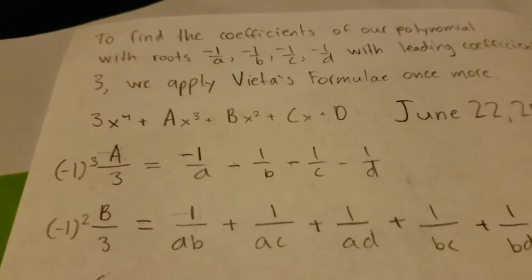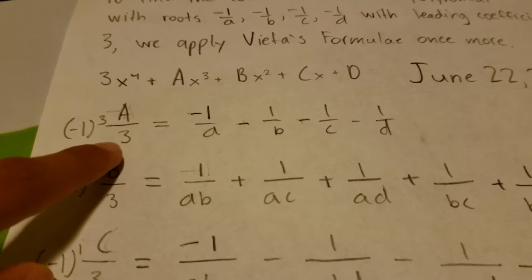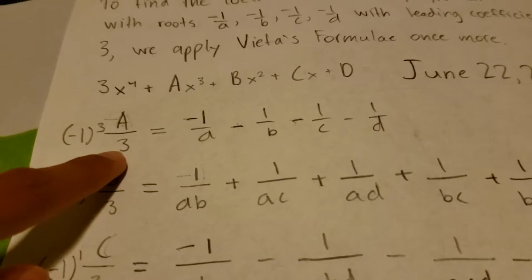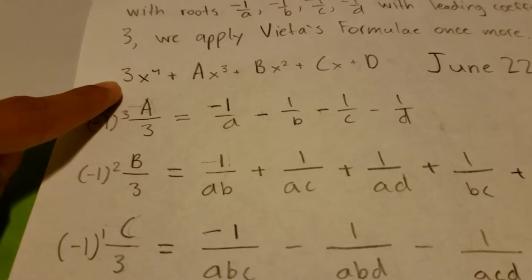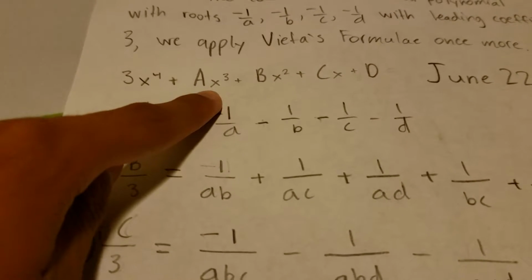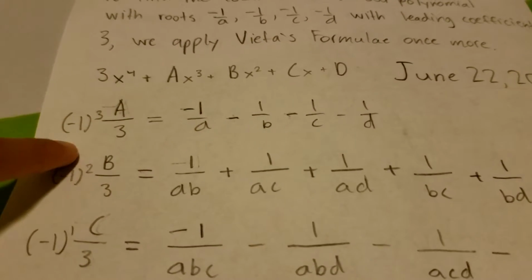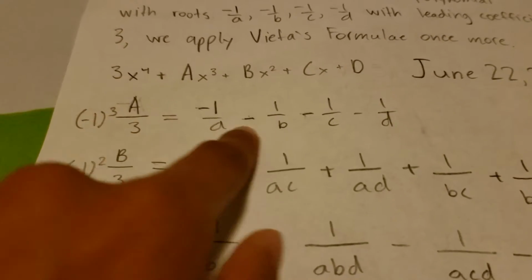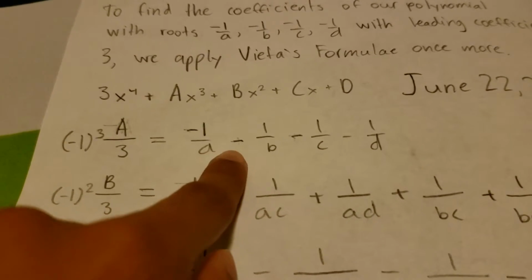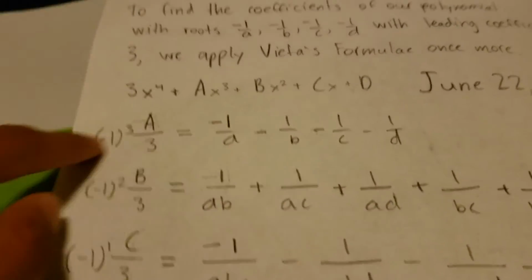All right, so for our first formula, for the x cubed term, we have A over 3, because 3 is the leading coefficient of the polynomial, times negative 1 cubed, because the x is raised to the third power, where A is the coefficient of x cubed. This is just equal to the sum of the roots. So negative 1 over a minus 1 over b minus 1 over c minus 1 over d.